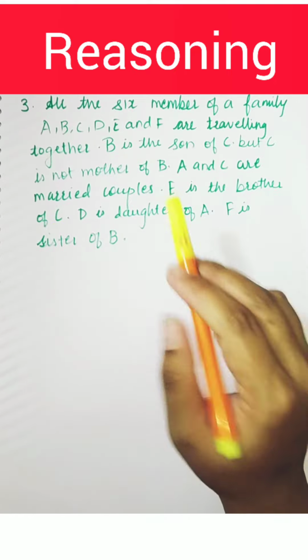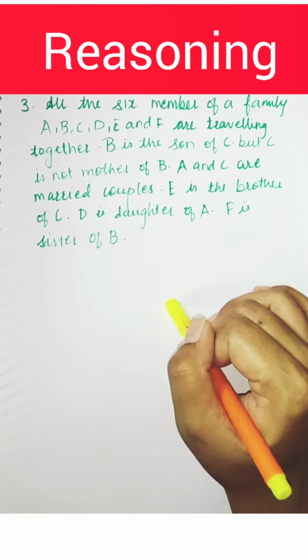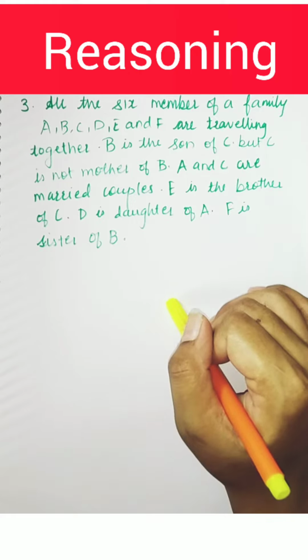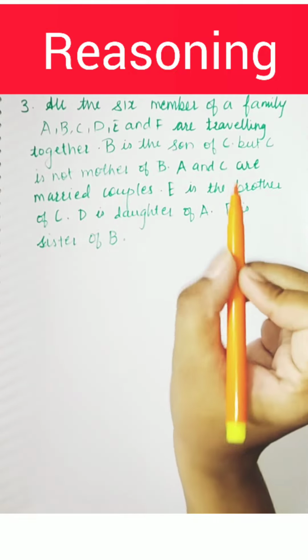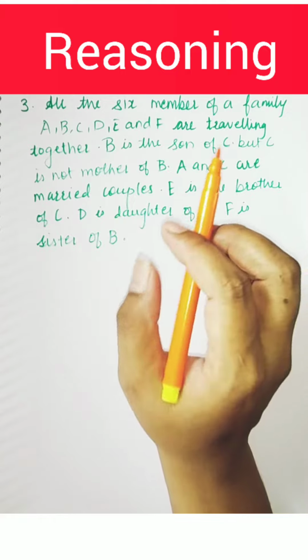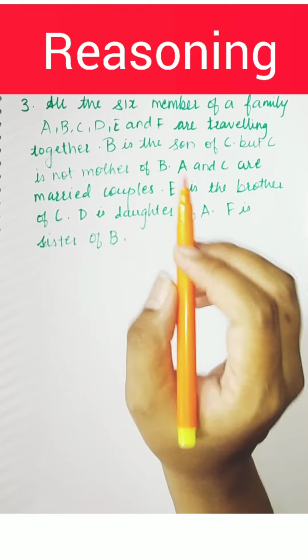This thing is given, and for this type, you are asked few questions like how many children does C have, how E and F are related. They may ask anything. So for this, first you have to draw a chart. First, what is given? B is the son of C. Now remember, for this type of questions, what you have to do, relate something for the male and female.